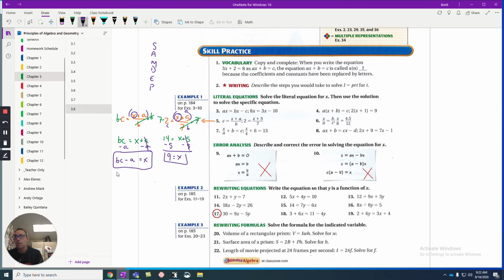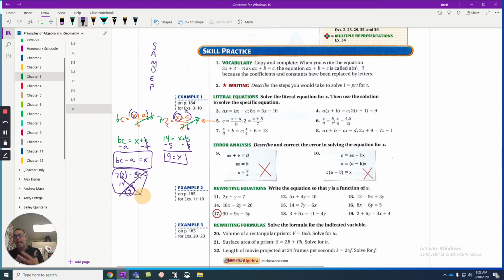If I use those, b is 7, that'd be 7 times c, which is 2, minus a, which is my 5. Well, 7 times 2 is 14, and 14 minus 5 is 9. This is not something you need to be doing. This stuff down here is not important for your assignment.